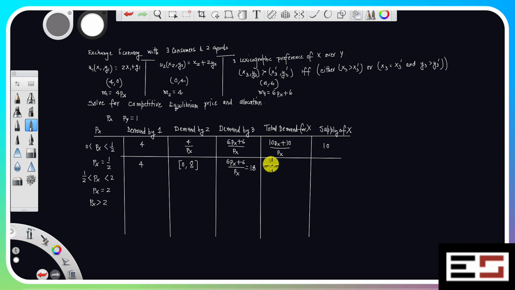So it is going to be anything between 22 and 30, and it is still not going to clear the market because there is an excess demand for X, by at least 12 units, okay, at price Px equal to half. So this case is also ruled out.